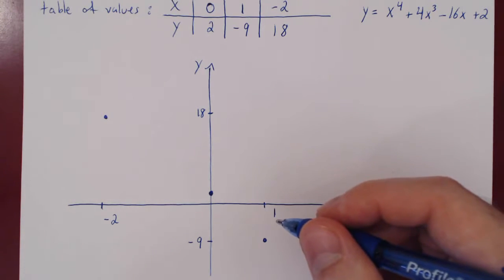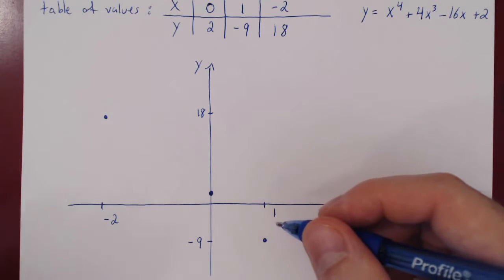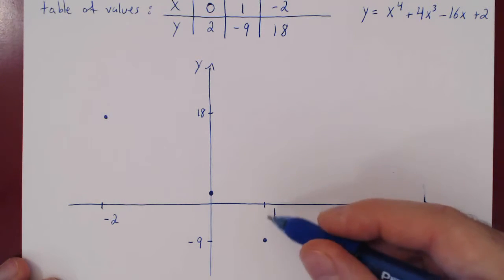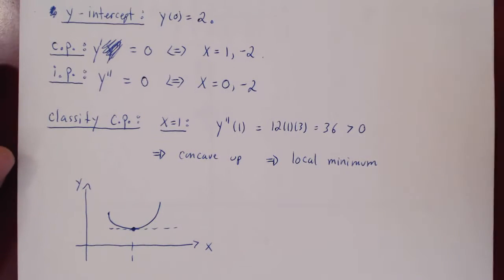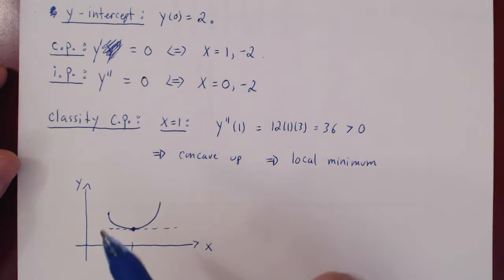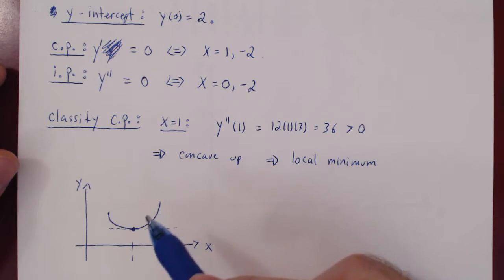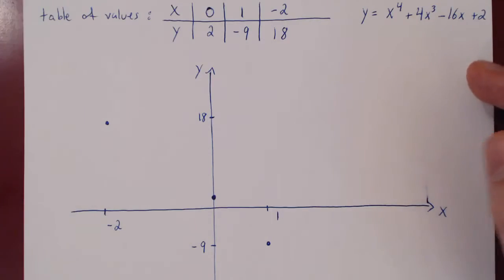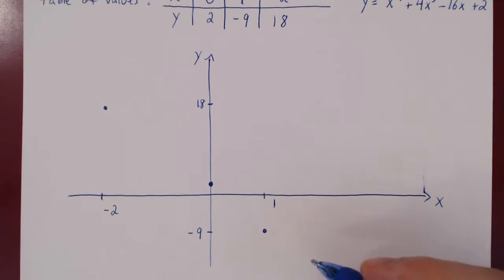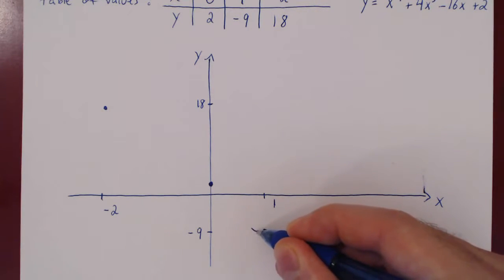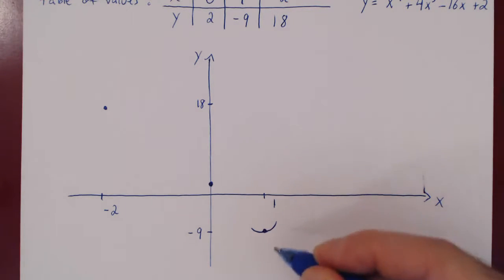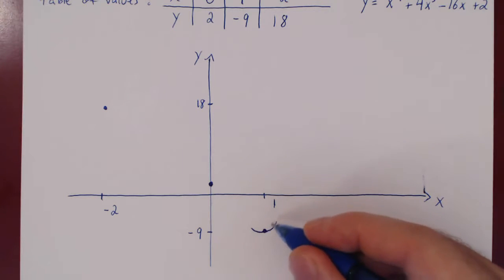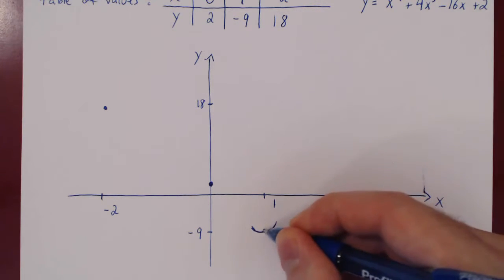Well, as always, we handle first locally the graph around the critical points. Let's handle x equals 1. If you go back to our classification, we know exactly what the graph looks like around x equals 1. We found that x equals 1 was a local minimum. So around x equals 1, the graph will look something like this. So it's flat there. We have our local minimum. Not the greatest picture, but oh well.